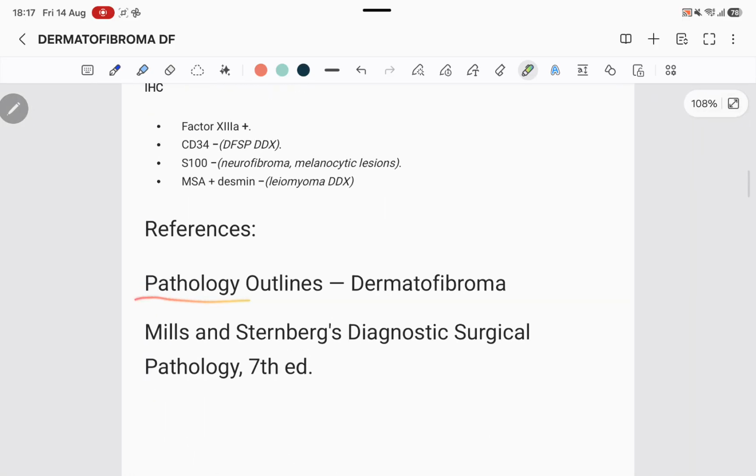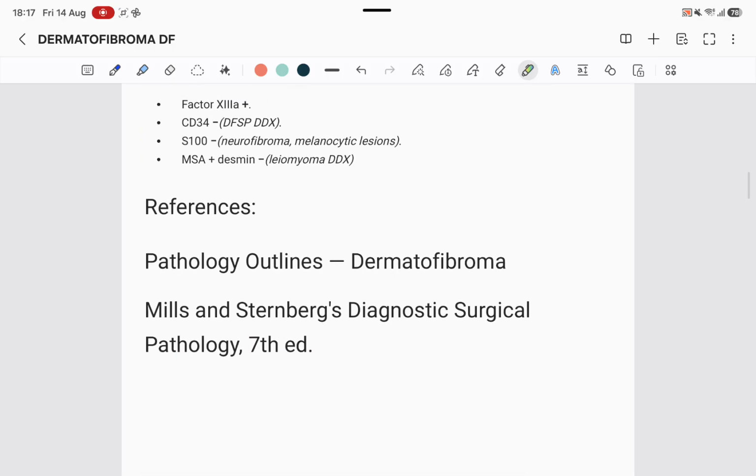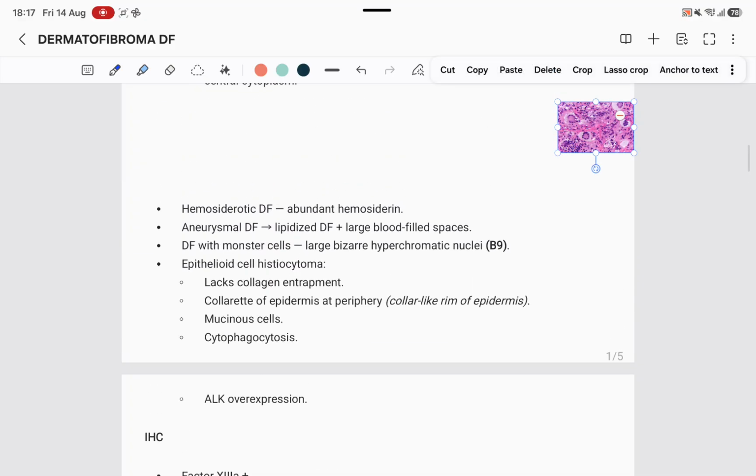And here are my references. I took this from Pathology Outlines on dermatofibroma, and Mills and Sternberg's Diagnostic Surgical Pathology, the 7th edition, if you want to take those and go with your day. Another one, I think I took some information from the Washington Manual of Surgical Pathology, the 3rd edition.